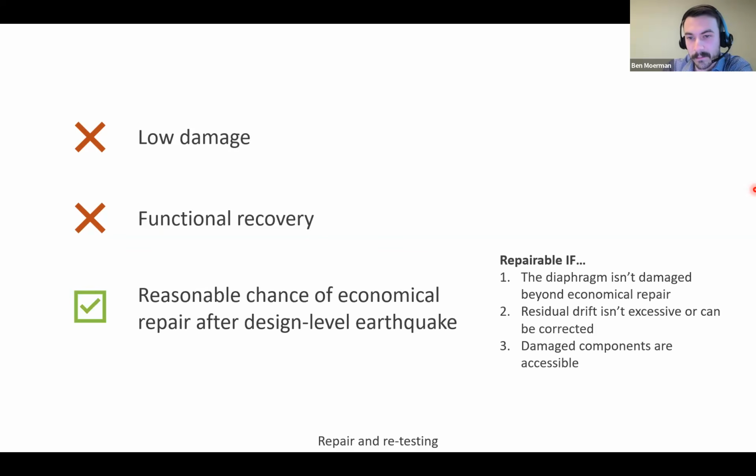And I'd caveat it with: it's repairable if the diaphragm is okay, if the residual drifts aren't too bad, if the damaged components can be accessed. Like we saw in the aftermath of the Christchurch earthquakes, there are obviously a lot of factors to repairing buildings and what's actually economically feasible.